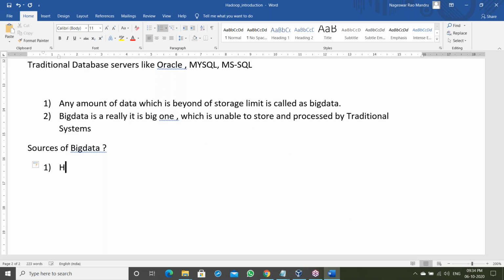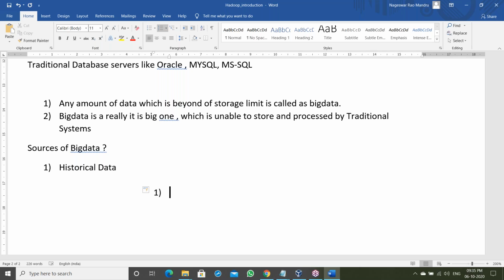First one, the best example, historical data. Historical data comes under big data. Historical data means 2 years of data, 3 years, 5 years, 10 years of data. 1 year of data can be maintained, no problem, 2 years, 3 years also, but maintaining 10 years of data is not easy. 10 years of data is big data; 1 year of data is small data.